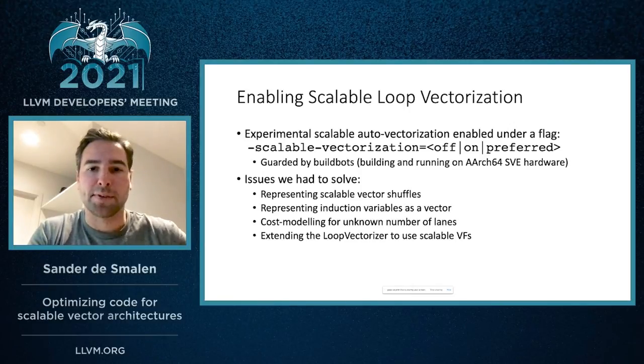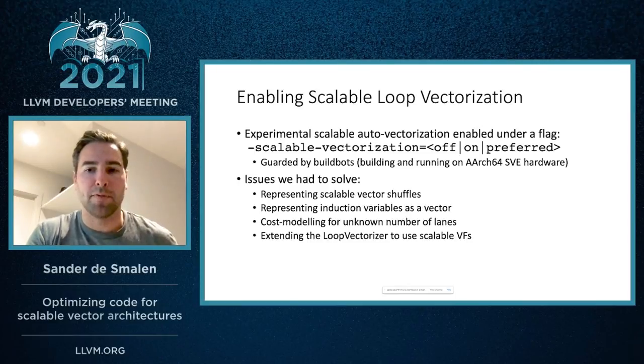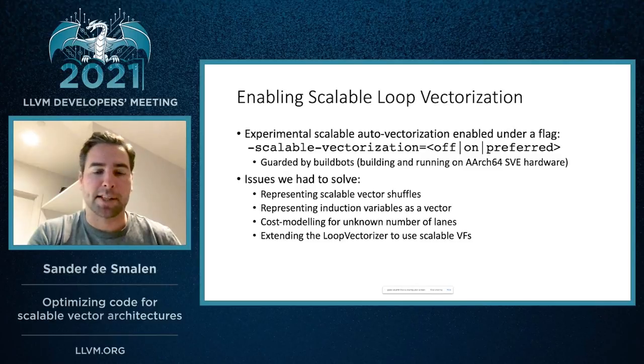Somewhat similar, we've had to find a representation for having an induction variable as a vector. We've also had to make changes to the cost modeling for vscale types. And finally, we've had to extend the loop vectorizer to use scalable vectorization factors. This meant changes to loop vectorization legality and creating and costing different VPlans for scalable VFs. We create different VPlans for fixed and scalable vectorization factors because scalable vectors may require different types of widening. So for example, using gathers and scatters instead of falling back on scalarizing the vector operation.